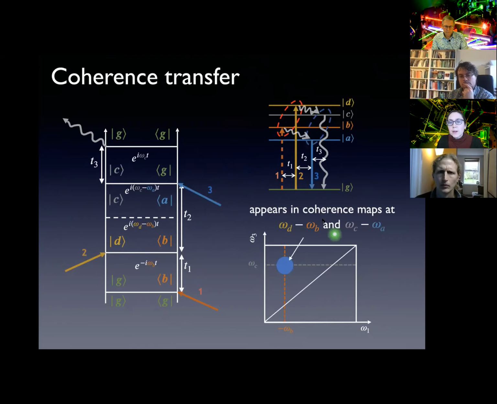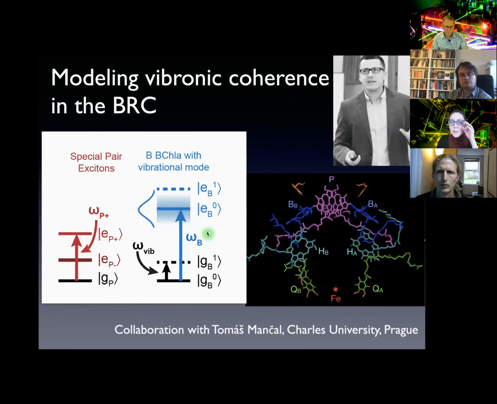Okay, and in the coherence map, I will see oscillations both at the difference frequency of the initial coherence as well as the new coherence. Okay, so we worked with Thomas Monschall to develop basically the simplest model we could that would describe the coherence signatures that we see in the BRC.